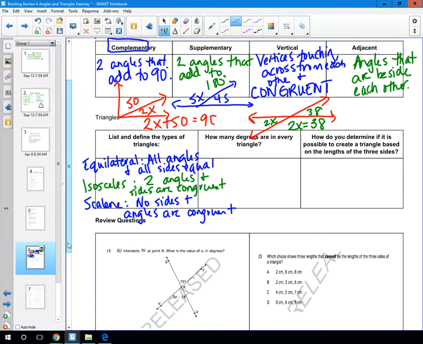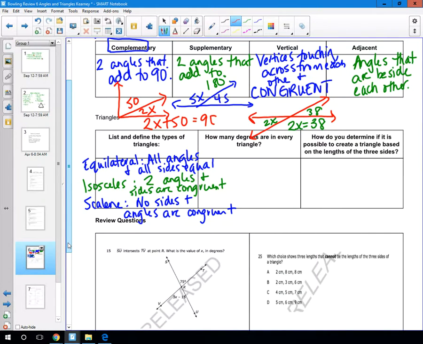So look for those keywords. If you see a keyword when you're taking your test or tonight when you're working on your practice, underline that keyword and write what it means. Mark the text. So if you see the keyword complementary, mark that text and write adds up to 90. If you see the keyword scalene, mark the text, write no angles, no sides are the same. That will help you with breaking down these problems.